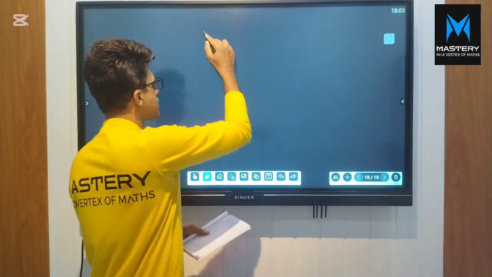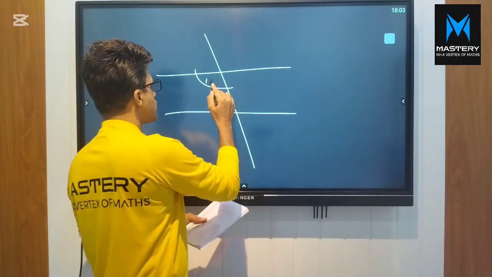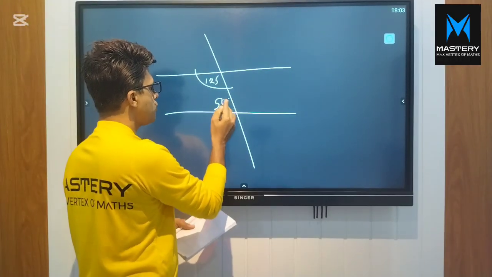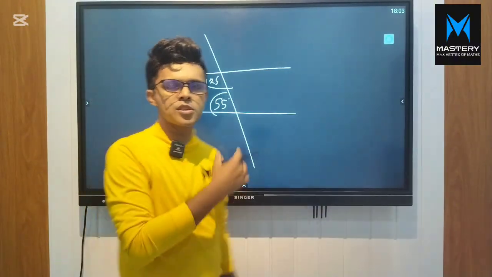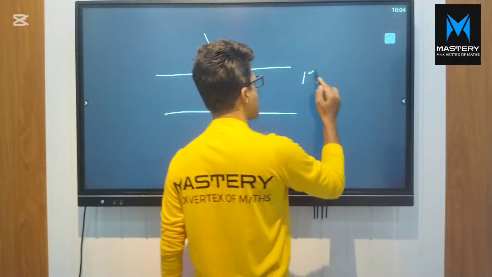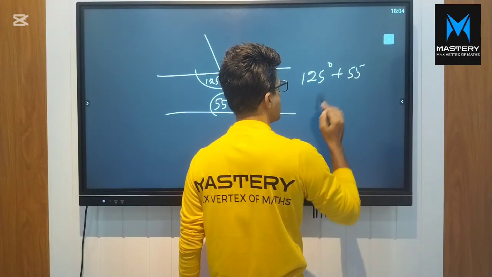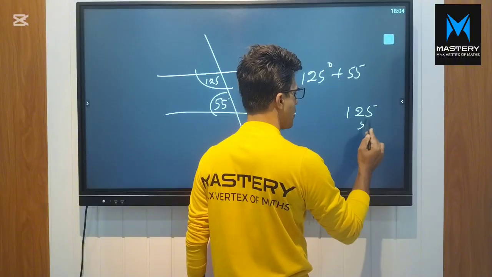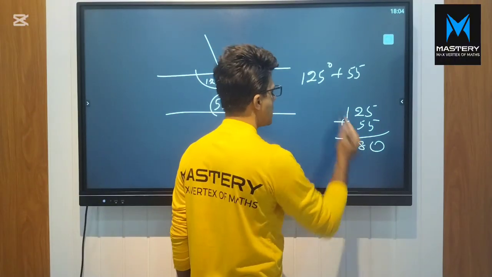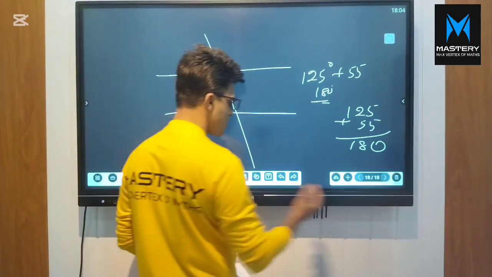And also when it comes to the third one, this is 125 degrees, this is 55 degrees. These are allied angles. If the sum of these two angles equals 180 degrees, then these lines can be considered as parallel lines. Then 125 plus 55: 5 plus 5 is 10, remain this one, 2 plus 5 is 7, plus 1 is 8. Here 180. Therefore, these lines are parallel. And also think of this one.